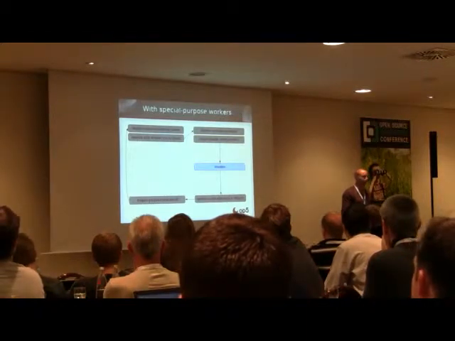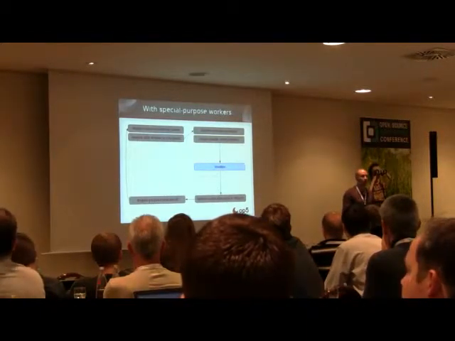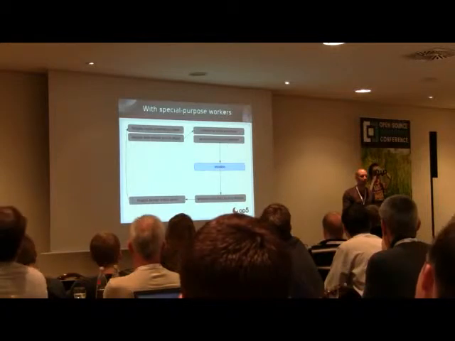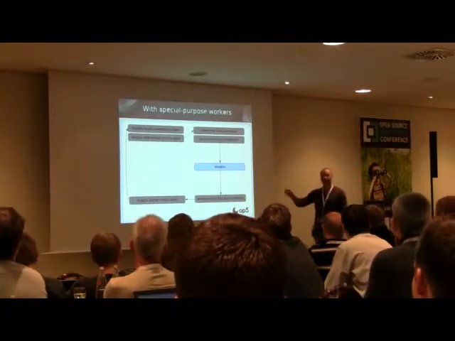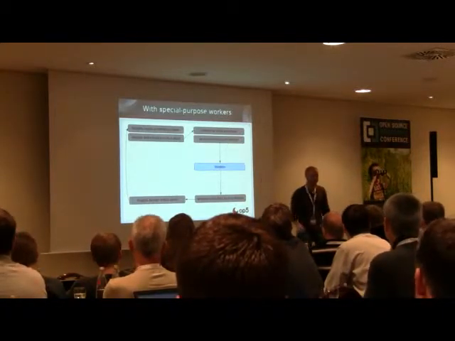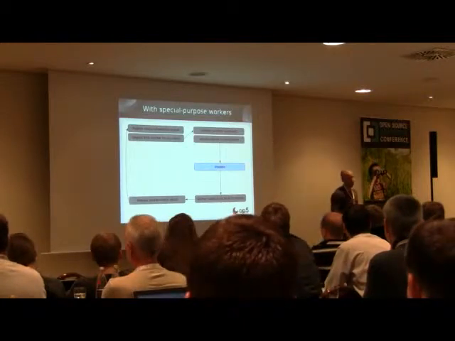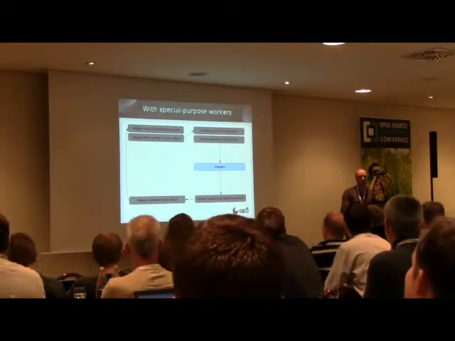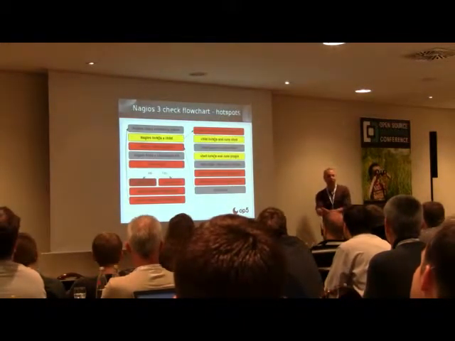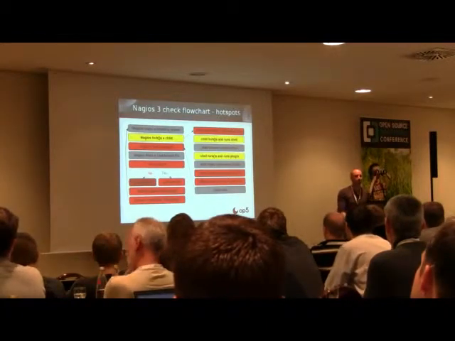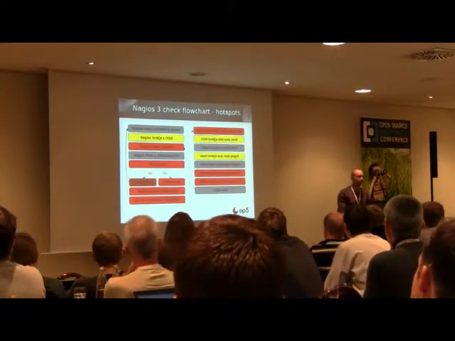If we have special purpose workers, it looks like this. The special purpose workers can do voodoo, and voodoo can be either good or bad. It depends on the person. So if we compare this with the Nagios 3 flowchart, you will see immediately that it's a pretty huge improvement, actually.